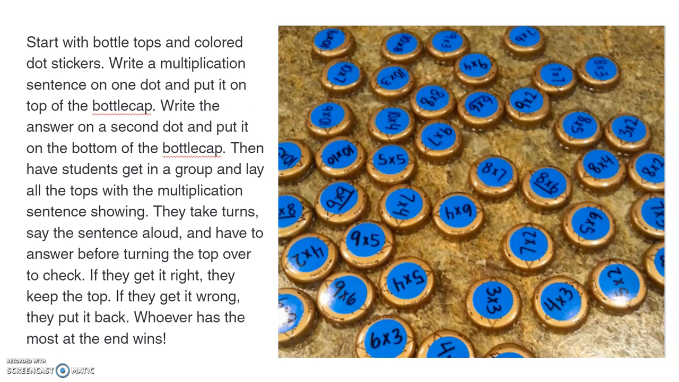If you don't want to be creative, you could create a game. You just have to grab some bottle caps and some circle stickers, but you don't even have to have circle stickers if you don't want to. You can just write on the bottle cap with a Sharpie and put the answer on the other side. And then you guys have to take turns saying the product sentence aloud and have the answer before turning the top over to check. If you get it right, you keep the top. If you get it wrong, you have to put it back. Whoever has the most at the end wins.